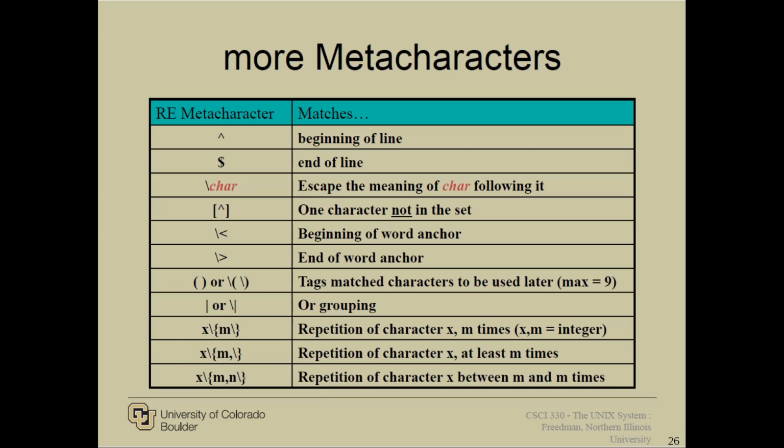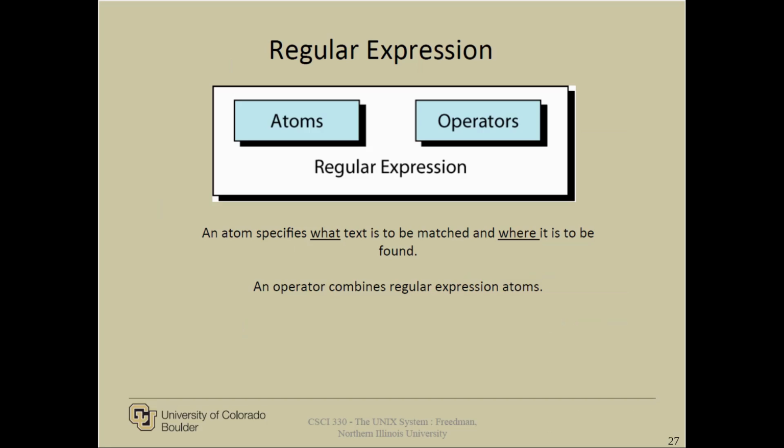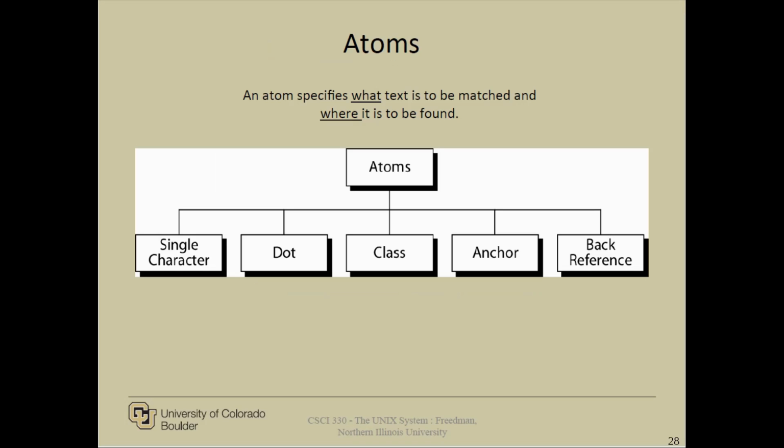So here are more meta characters. Again, we're going to dig into these and what they do, and we'll be demoing them and working through them together tomorrow. But this slide's here for your reference. Okay, so breaking down a regular expression. To build a regular expression, we have atoms and operators. The atoms are what text is to be matched and where it is to be found. And the operator combines regular expression atoms. Here are the common atoms you will see in regex. We'll look at these individually next.